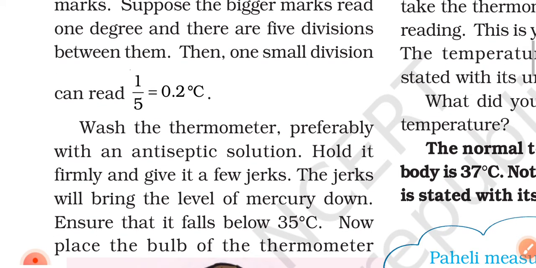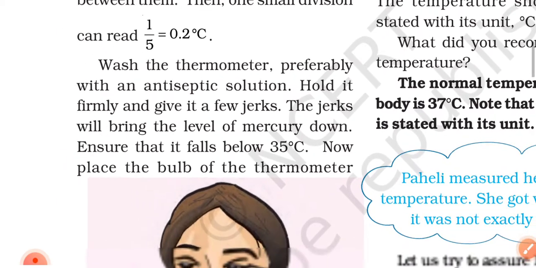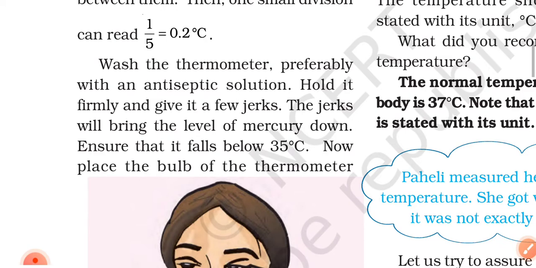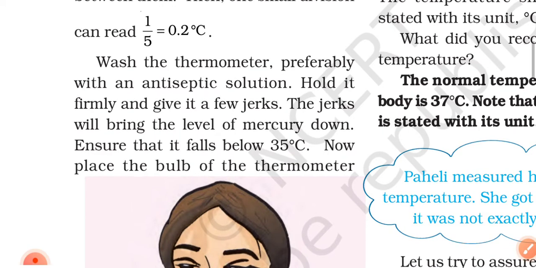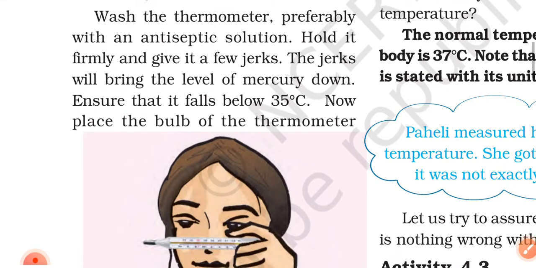It means 0.2 degrees C. Wash the thermometer, preferably with an antiseptic solution. Hold it firmly and give it a few jerks. The jerk will bring the level of mercury down. Ensure that it falls below 35 degrees C.